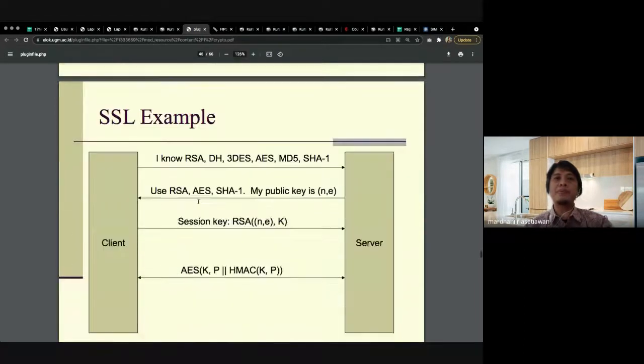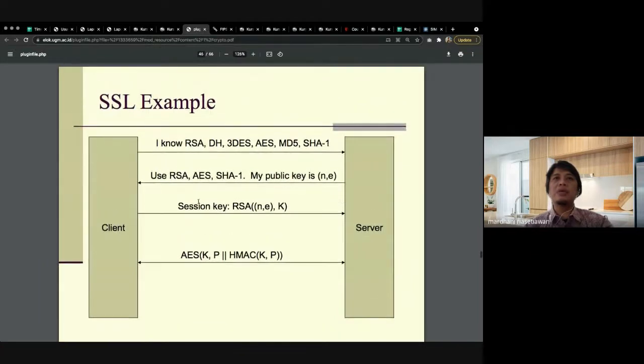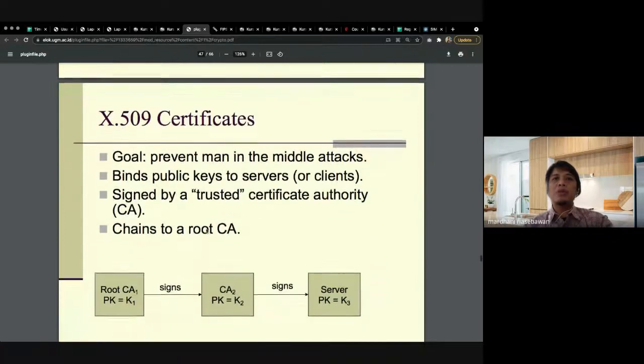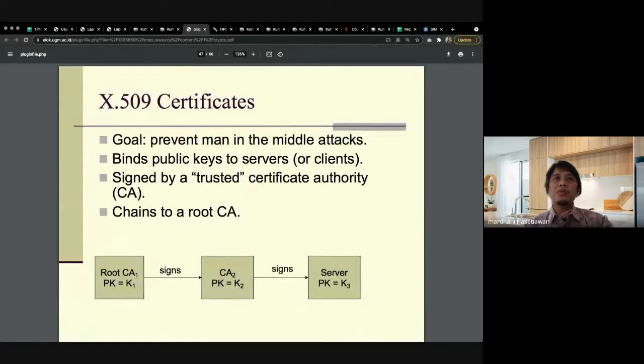SSL. This is an example of how SSL works. Of course, the important point of SSL is using the X.509 certificate. This prevents man-in-the-middle attacks. So we want to avoid the difficulty with RSA and DSA, which still have some challenges with man-in-the-middle attacks. And then we try to pin the public key to the server or client, signed by a trusted certificate authority, chained to the root CA. So that's very important.